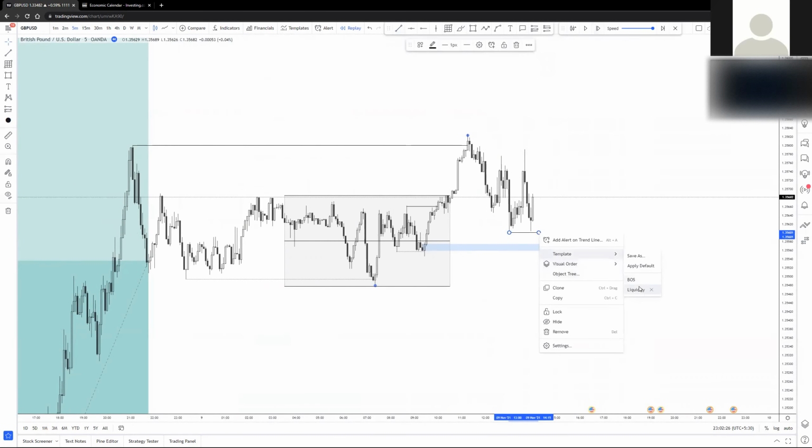But if it gets taken out, let's see. It has filled the imbalance. That's pretty much what we have. Let's see. Yeah, we got the reaction. Bam! Here we have the trade. There we go. Okay, so that was a good trade.